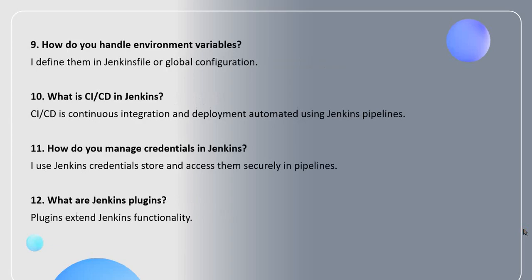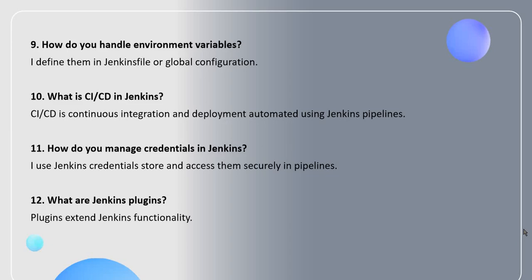10. What is CI/CD in Jenkins? Answer. CI/CD is continuous integration and deployment automated using Jenkins pipelines. Code is built, tested, and deployed automatically without manual steps. 11. How do you manage credentials in Jenkins? Answer. I use Jenkins Credentials Store and access them securely in pipelines. Sensitive data like passwords are stored safely and not exposed in code.